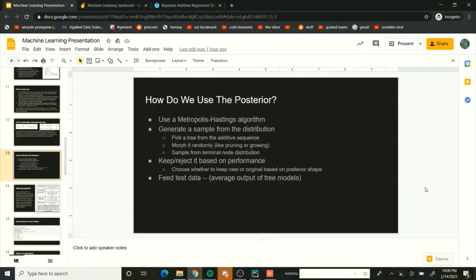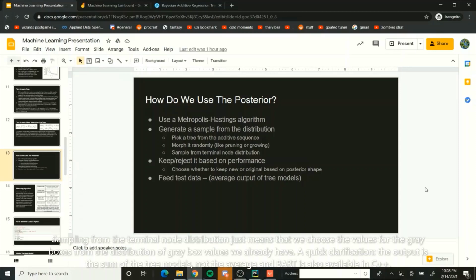Okay, so now that we figured out the prior for the BART and we've defined the likelihood function, we can use those to determine the shape of the posterior. But how do we use it? So what we do is we use a Metropolis-Hastings algorithm. Basically we generate a sample from the distribution, and that consists of picking a tree from the BART, morphing it randomly, doing things like pruning or growing, for example, and then we sample from the terminal node distribution. And then we keep or reject that tree based on its performance.